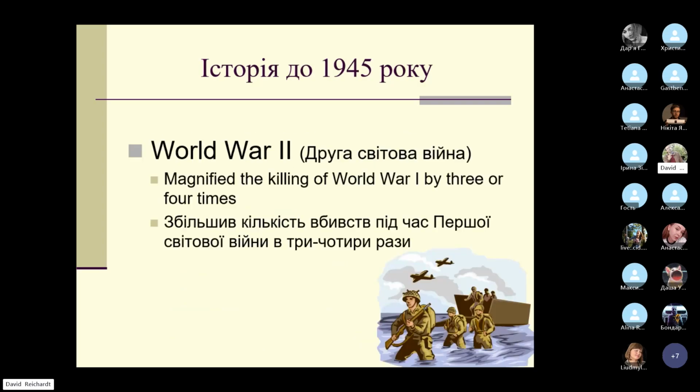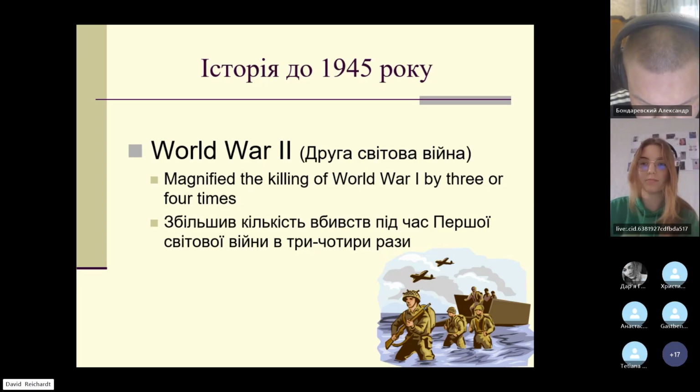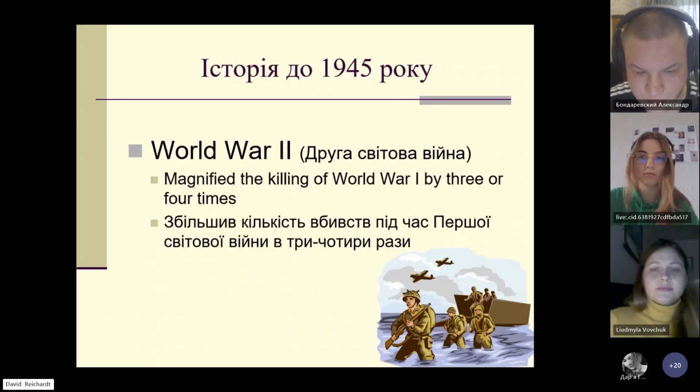They're afraid. They're afraid. And so what do we have then coming? Well, we have World War II. Now, students, World War II magnified the killing of World War I by 3 or 4 times. Can you imagine that? So we're talking about 30 million, some people say up to 50 million people killed in World War II. Remember, World War I was the war to end all wars. Well, now World War II is magnifying World War I by 3 or 4 times.